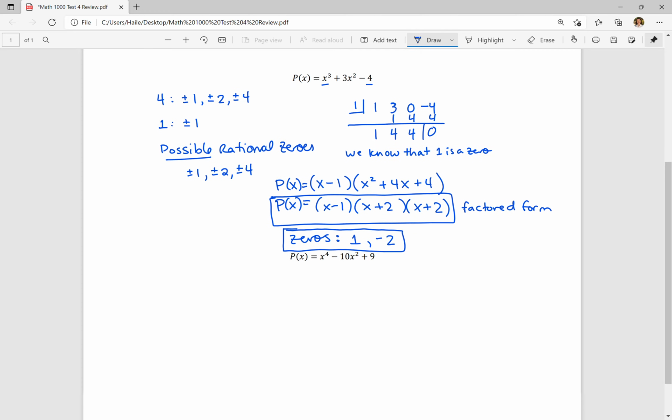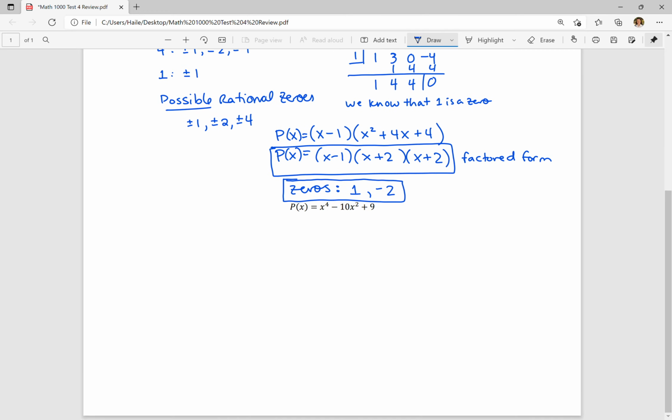Let's try this again in a slightly different way with the next problem. So in this one we have p of x is equal to x to the 4th minus 10x squared plus 9. So many times the rational zeros theorem is the only way to do these problems. However, there are a few exceptions. So in this case, this problem actually factors a lot easier than it is to maybe check all of the rational zeros. So if we think about this polynomial, p of x is equal to x to the 4th minus 10x squared plus 9, we can think about this sort of like a quadratic.